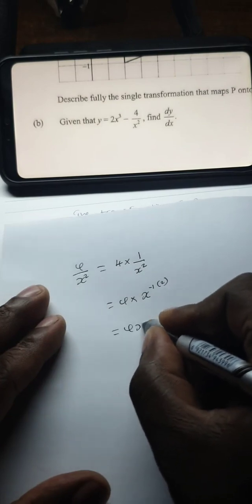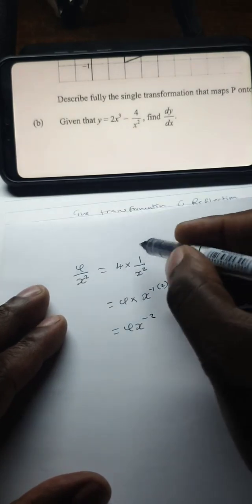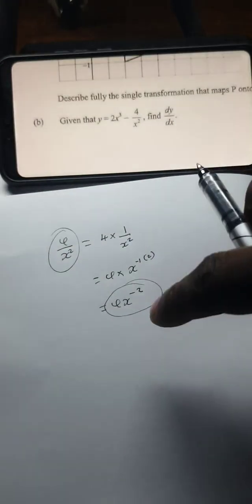Again, who is with me? So now we are going to have 4x to the power negative 2. The one who expresses it like that and the one who expresses it like that, it is the same thing.